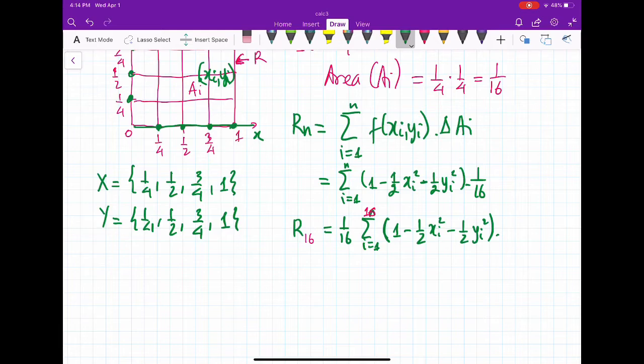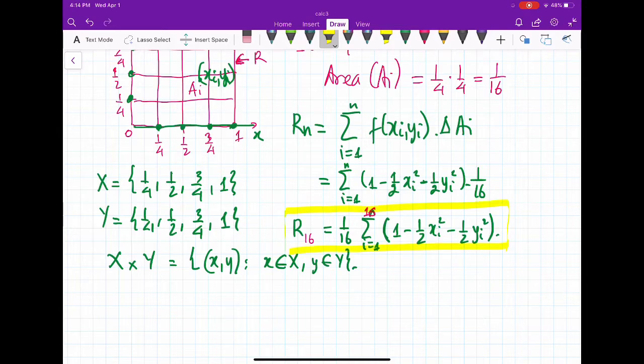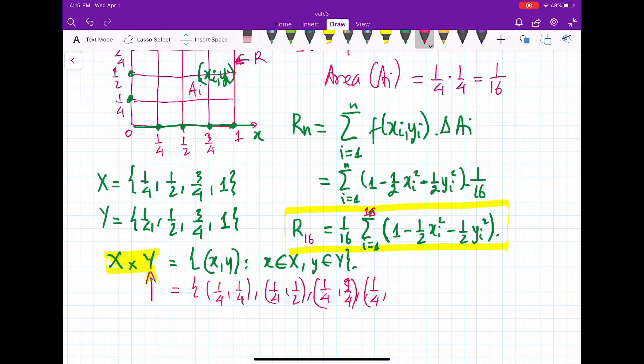Then I will consider the Cartesian product X times Y, which is the set of (x,y) such that x belongs to X and y belongs to Y. Then you will run the Riemann sum over the Cartesian product X times Y. We have 16 elements in this Cartesian product. Let me list some of them. That is (1/4, 1/4), then (1/4, 1/2), (1/4, 3/4), and (1/4, 1).